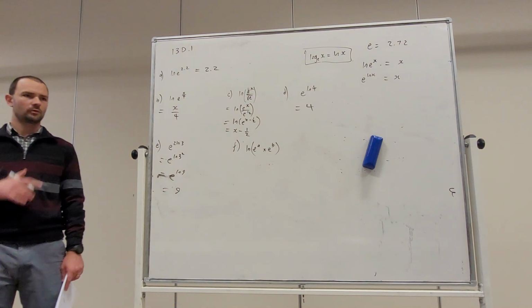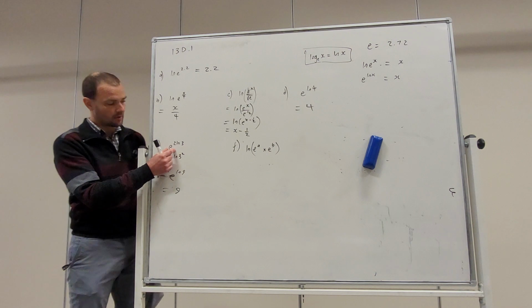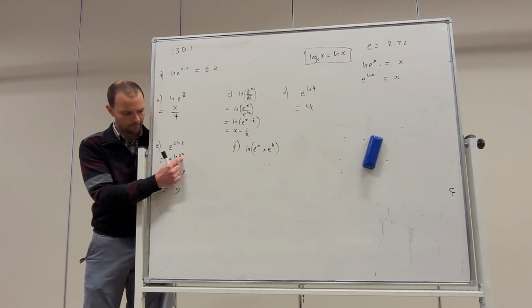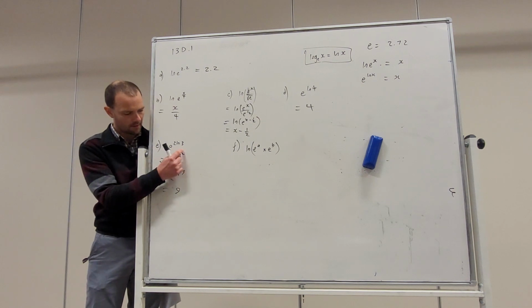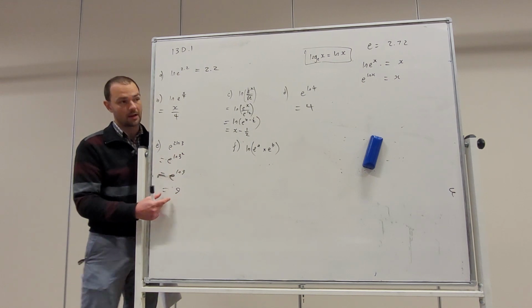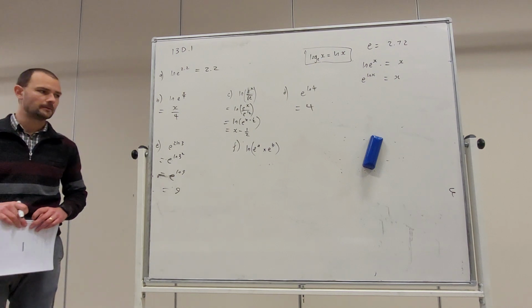Okay, so I'll take you through that one again. What did we do? We've got e to the 2 ln 3. We take the 2 to be the power of 3. We move that around there. 3 squared is 9, and then e to the ln 9 simplifies to 9.